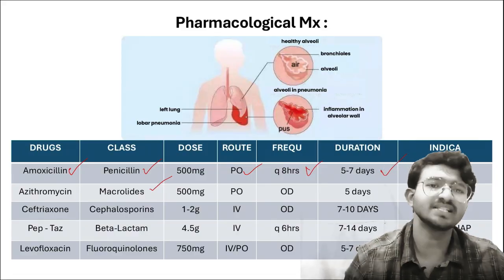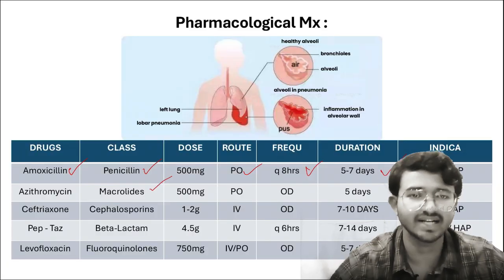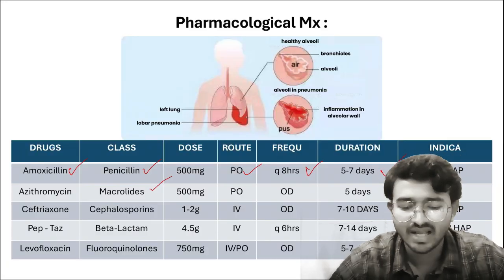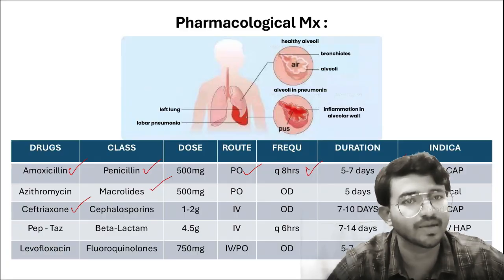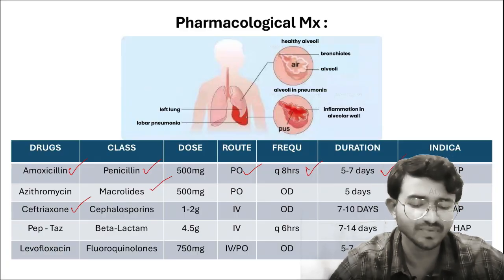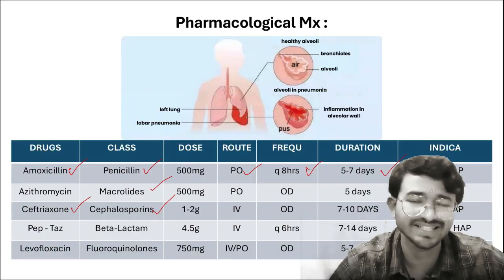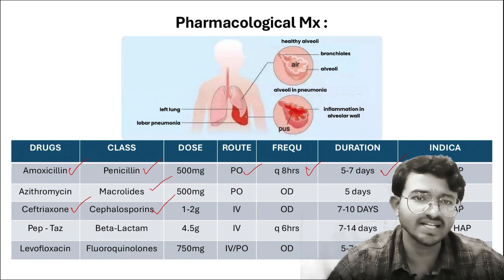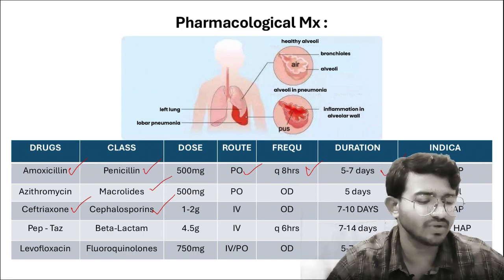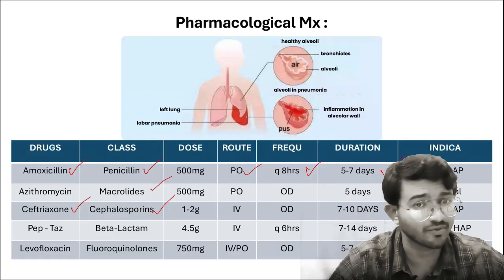If azithromycin is not available, or if the patient is contraindicated, then we have to go with doxycycline. Next one, ceftriaxone. If the patient has moderate community acquired pneumonia, then we can give ceftriaxone. Ceftriaxone is a third generation cephalosporin. We can give 1 to 2 grams intravenous OD for 7 to 10 days for moderate community acquired pneumonia.